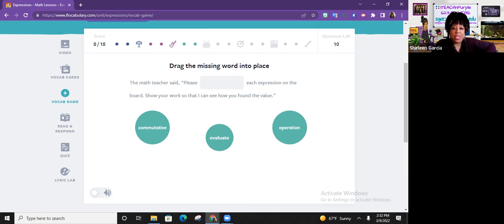All right, the math teacher said, please blank each expression on the board. Show your work so that I can see how you found the value. What are you doing to expressions? Is it commutative, evaluating, or operating? What are you doing to an expression? You can't solve.